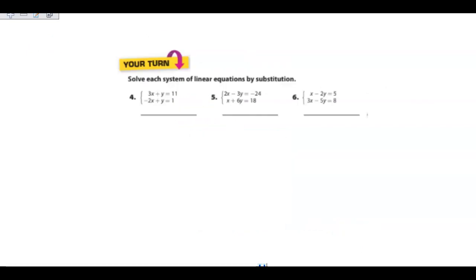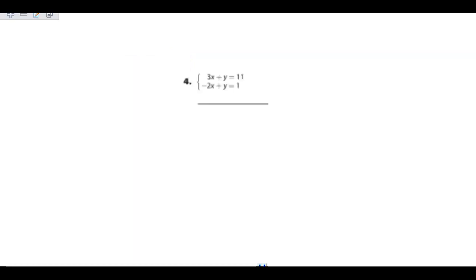All right, so we're going to do the your turn. We're going to solve each system of linear equations by substitution. So let's take a look at number 4. I see I have y by itself, so I want to pick one and make arrangements for it to be the one we want. So let's go ahead and do the first one. I want to subtract 3x from both sides. I get y equals negative 3x plus 11. And now I'm going to substitute this y with this expression.